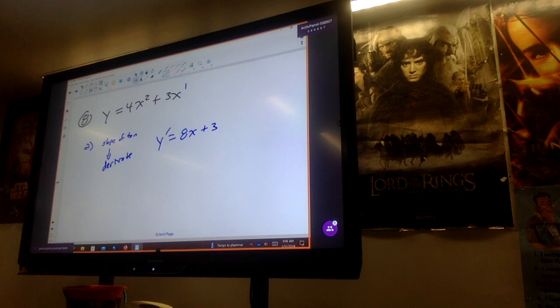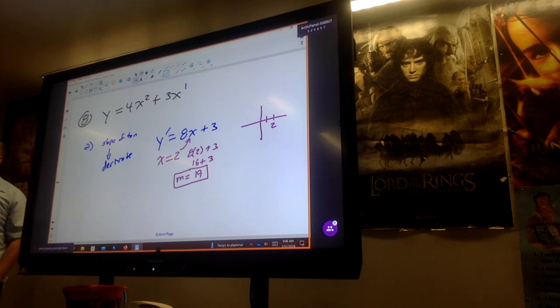Okay? They're asking for what is my slope at x equals 2. So basically that's saying on the xy axis at 2, what is the slope? So I'm going to take this 2, and I'm going to plug it in here. So I'm going to get 8 times 2 plus 3, which is 16 plus 3, which is 19. So what's my slope? My slope is 19 over 1, or just 19.